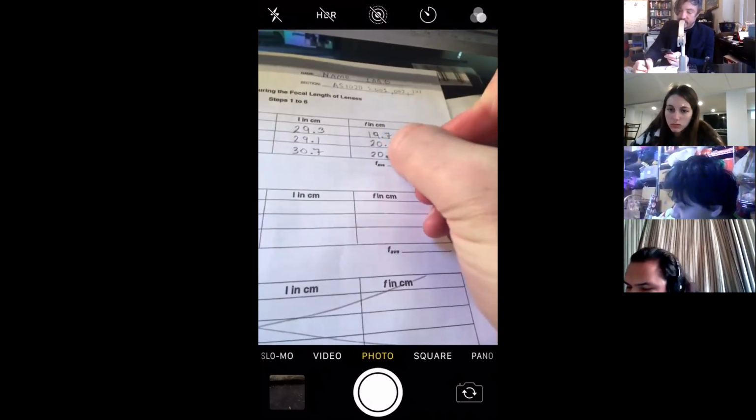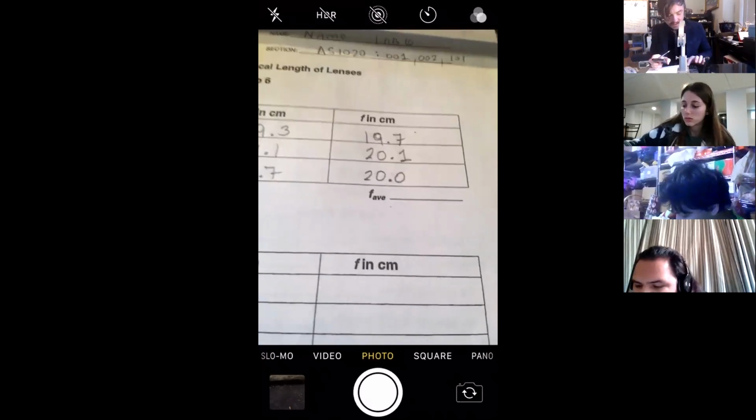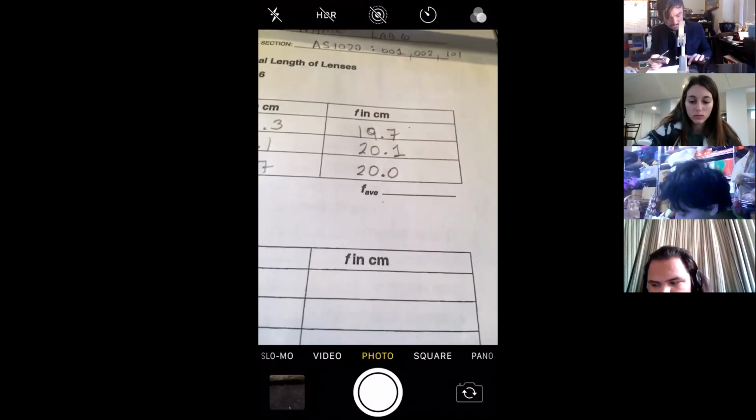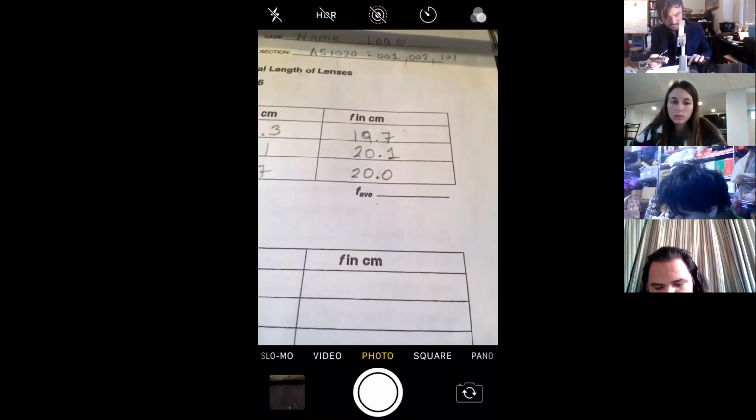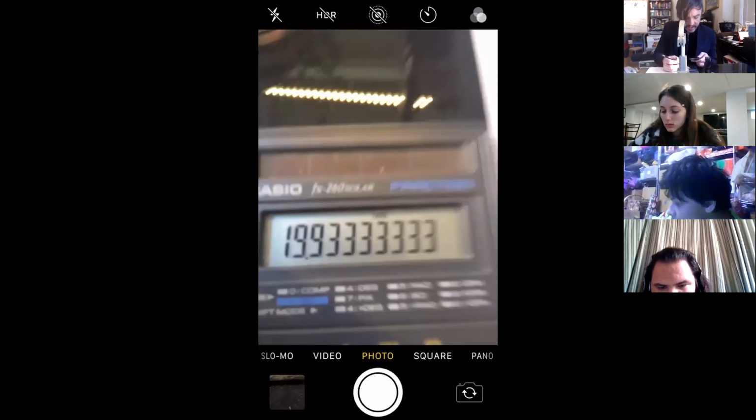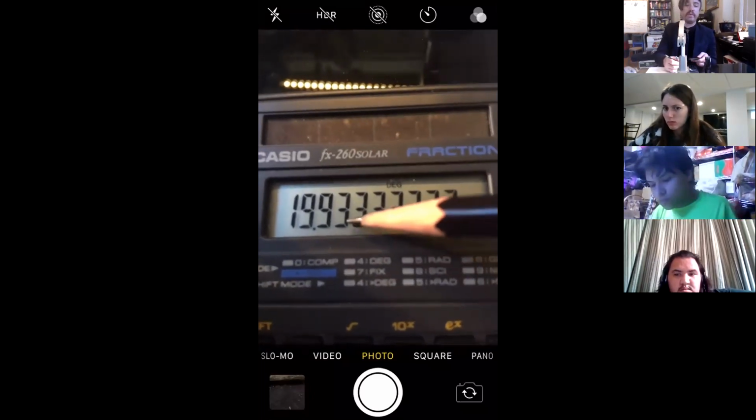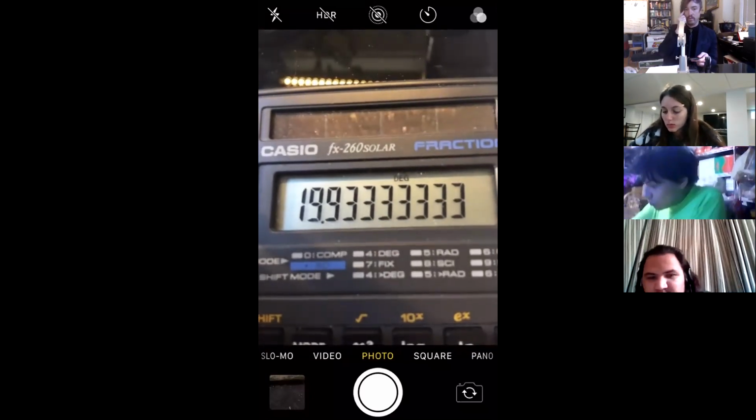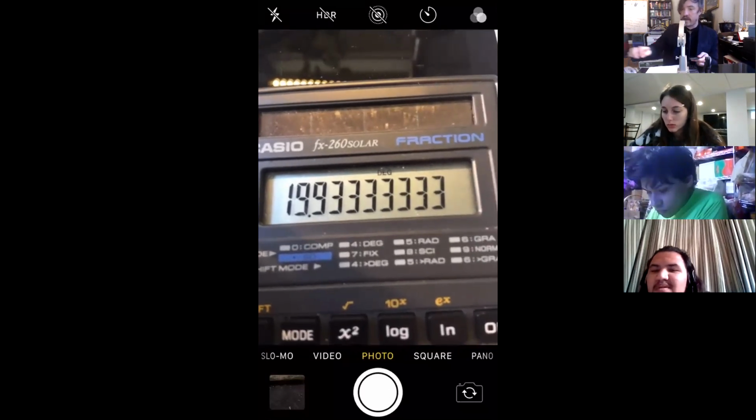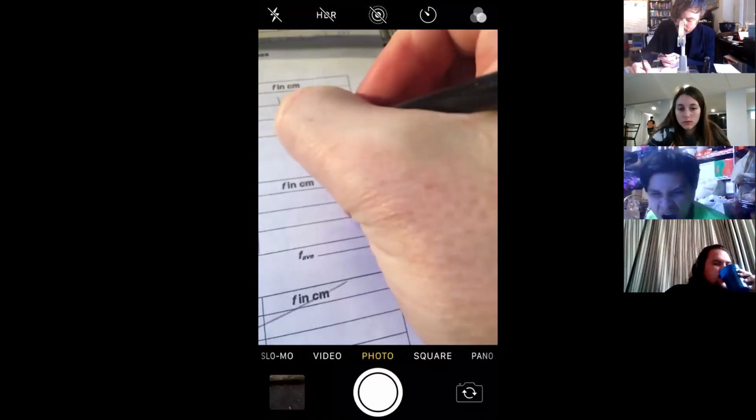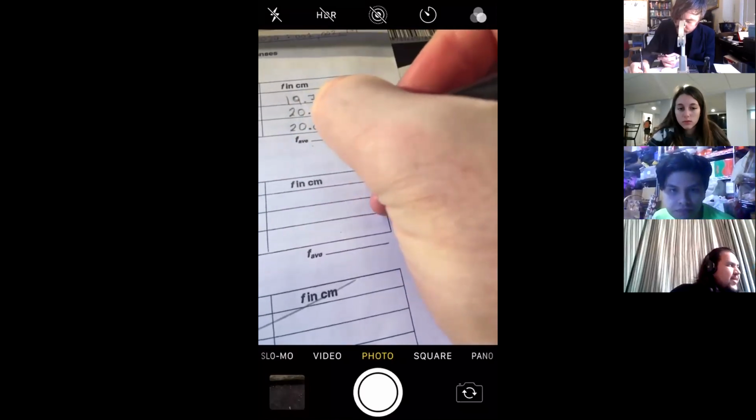Okay, let's take the average of those. Add them up, hit equals, and divide by 3. I got 19.9. How did you end up with 20.0? I got 19.9333 and I rounded for you. Right, but that's not proper rounding, right? Because if you're going to chop there, that number has to be 5 or more to increment it, right? Oh, yep, you're right. I see what I did. Let's put units on the average, centimeters.